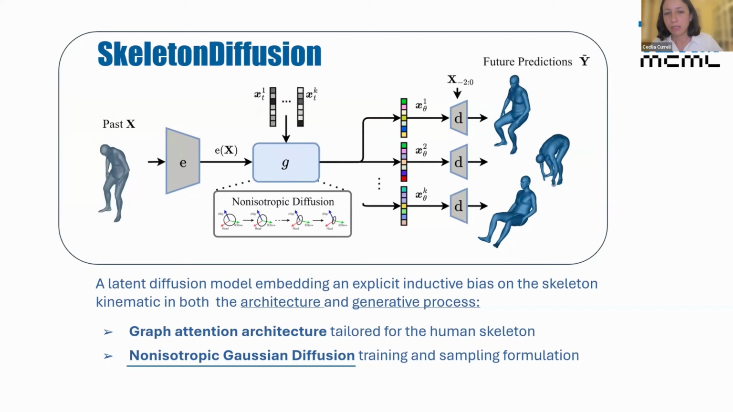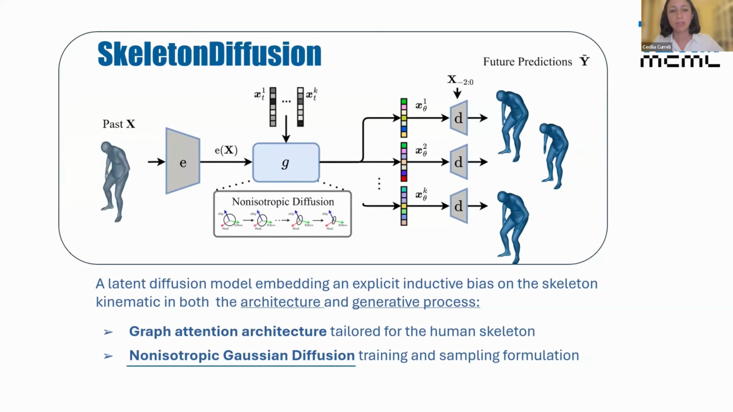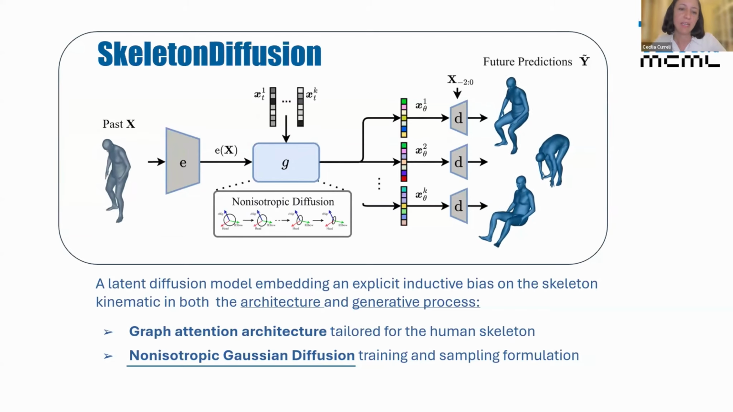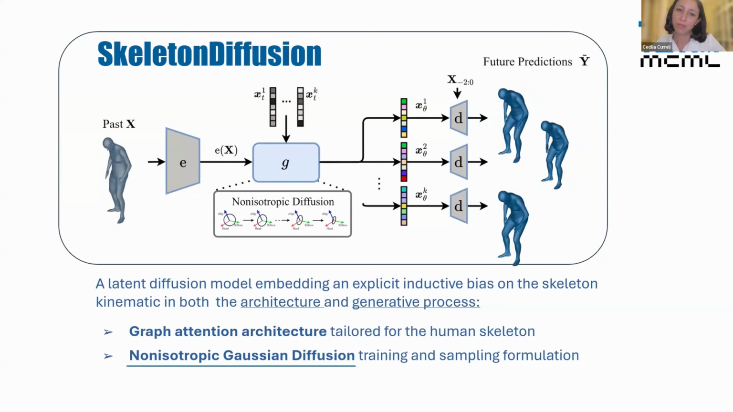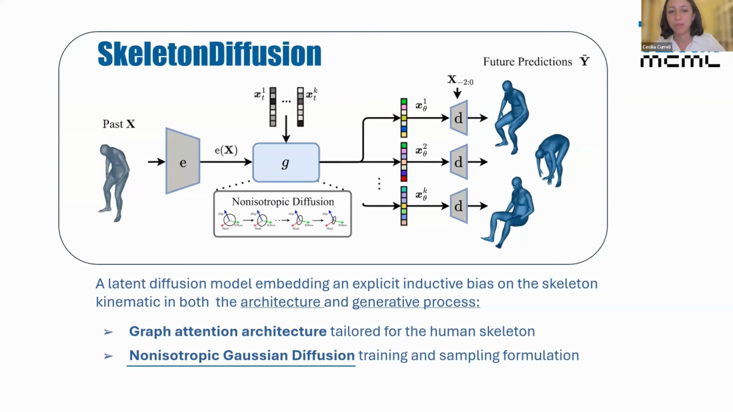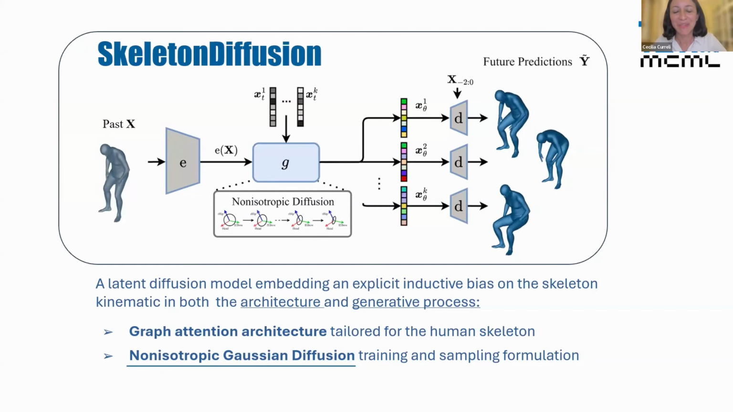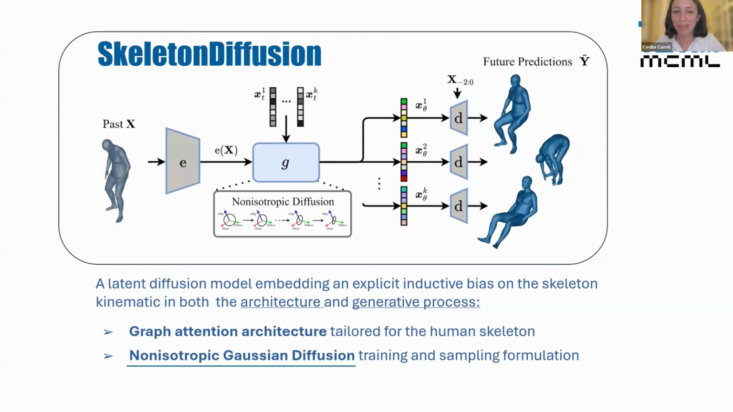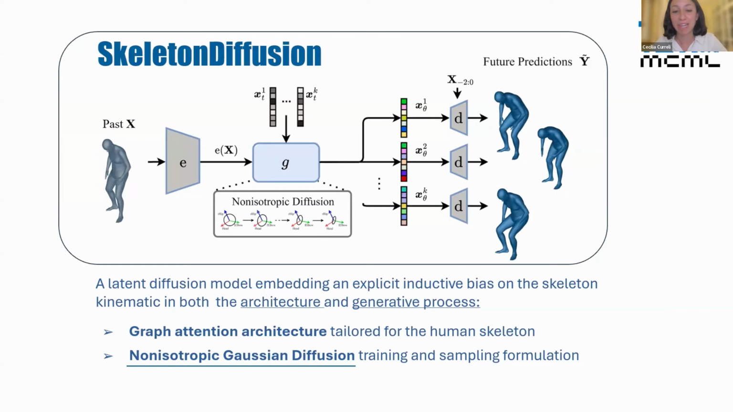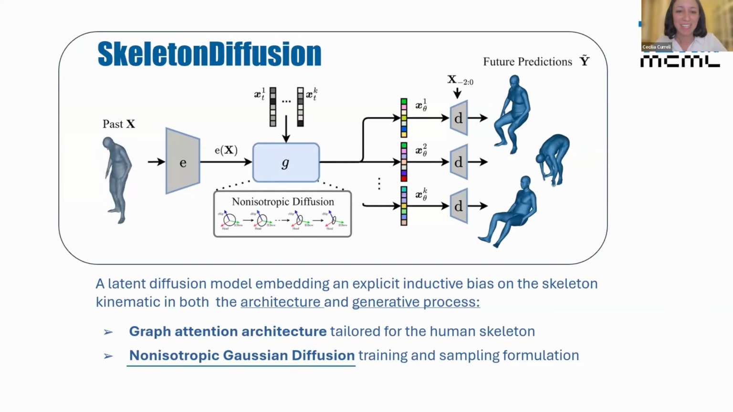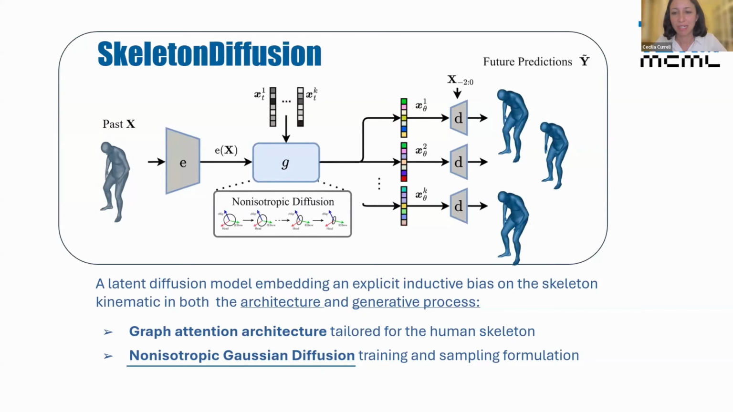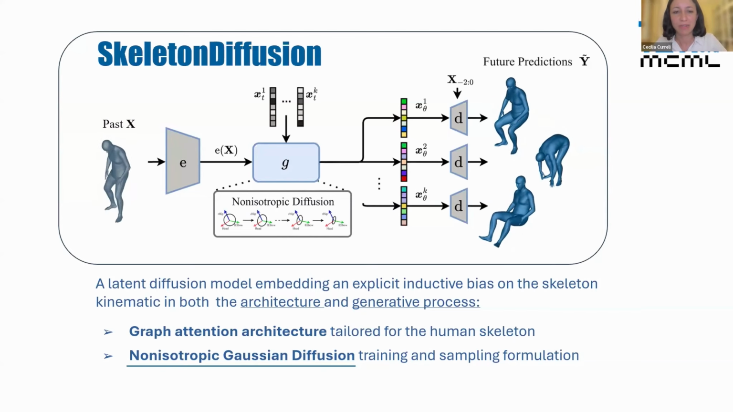One is the graph attention architecture, which I will not go into detail today. The other one is our novel Nonisotropic Gaussian Diffusion formulation, which is both a training and sampling formulation for, in case you've heard about it, the denoising diffusion generative models. This is actually what I want to talk about today, and I hope it's not too math intensive. I like math a lot. If you have any question, feel free to ask, and I will try my best to answer them later to make this process light enough.